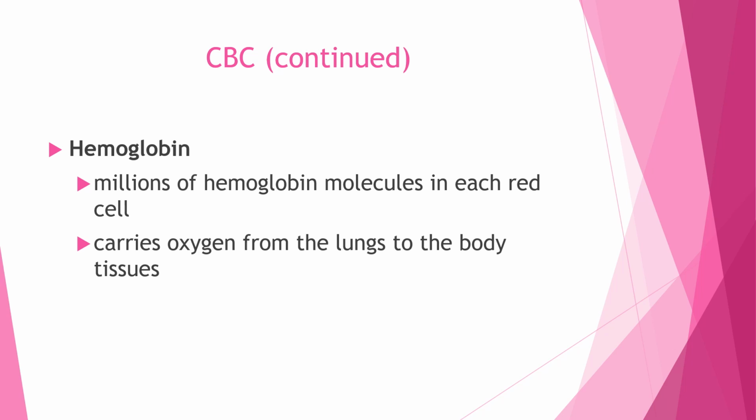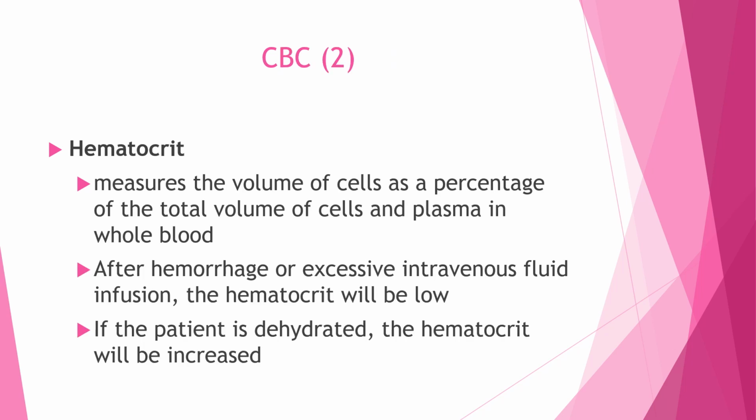Hemoglobin: there are millions of hemoglobin molecules in each red blood cell. And it is this way that oxygen is carried from the lungs to the body tissues. It is carried on the hemoglobin. Then the hematocrit. The hematocrit will measure the volume of cells as a percentage of the total volume of cells and plasma in whole blood.